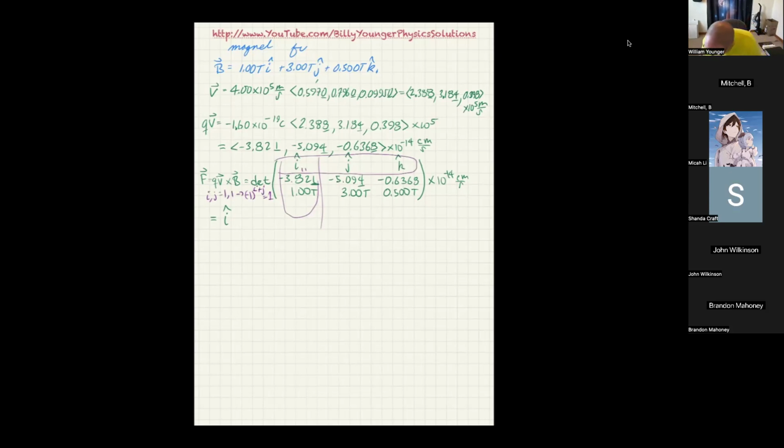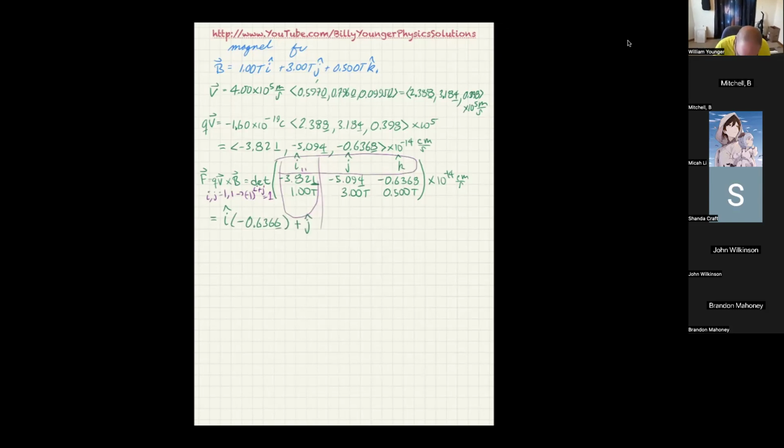So for that reason, I just do a regular determinant on what's left. I'm going to do negative 5.094 times 0.5 minus negative 0.6368 times 3, and that gives me negative 0.6366 for the i component. Then I'll say plus j hat.